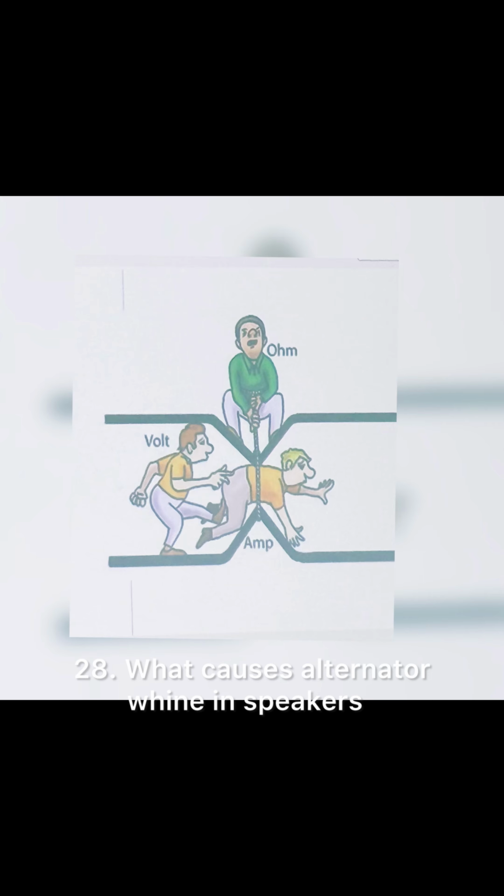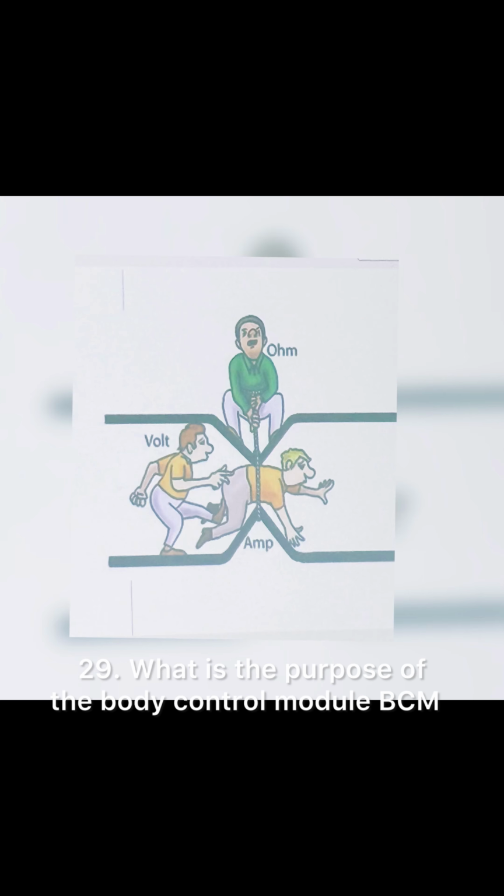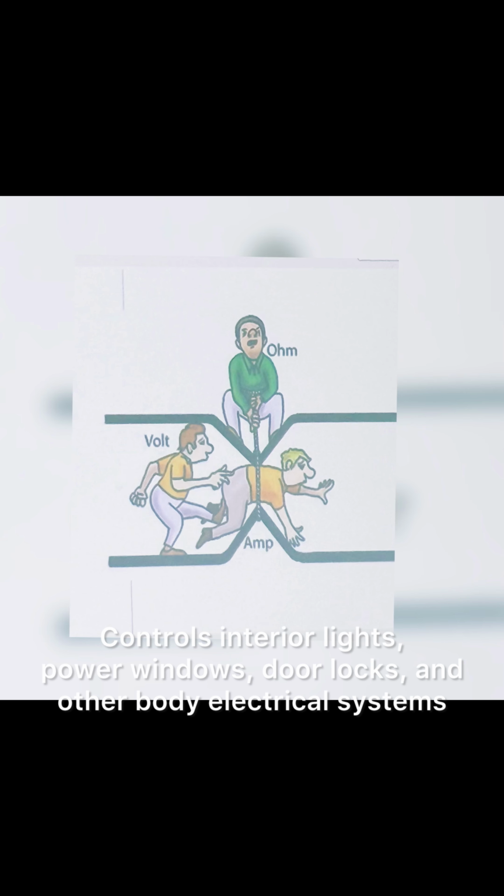28. What causes alternator whine in speakers? Poor alternator diodes or missing ground causing electrical interference. 29. What is the purpose of the body control module? BCM. Controls interior lights, power windows, door locks, and other body electrical systems.